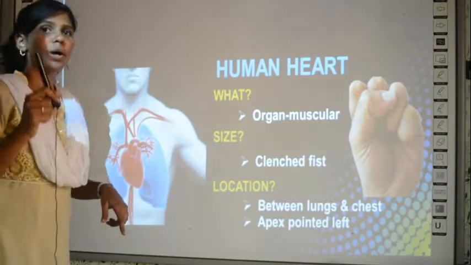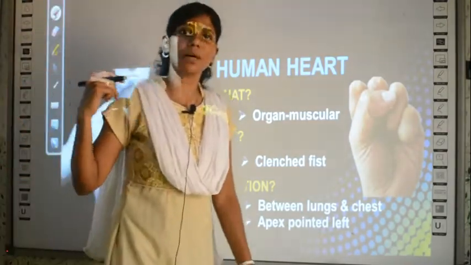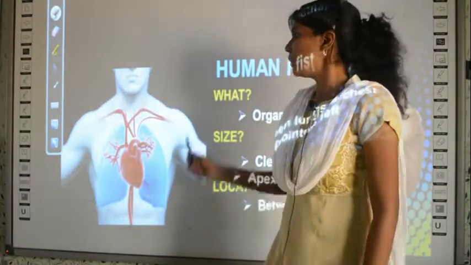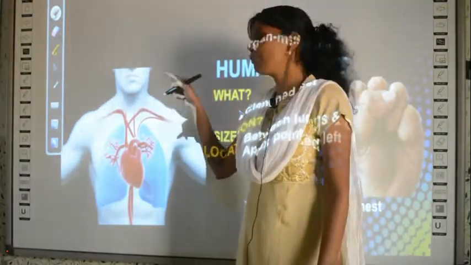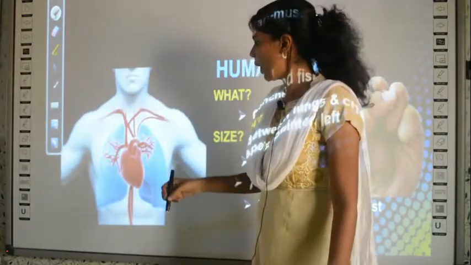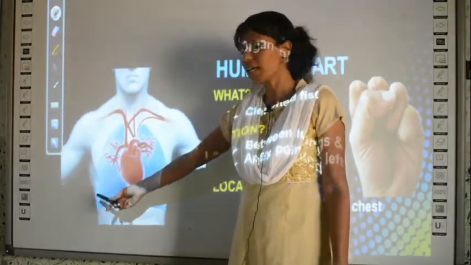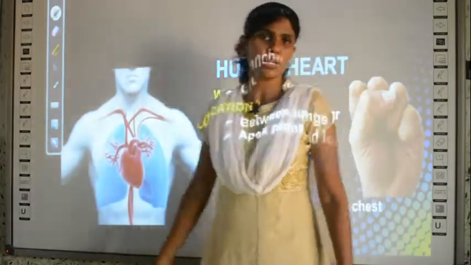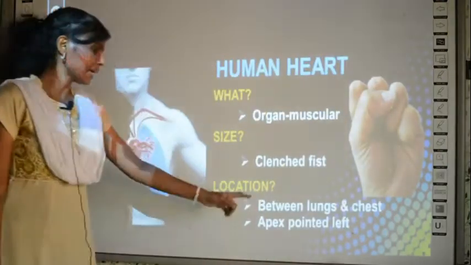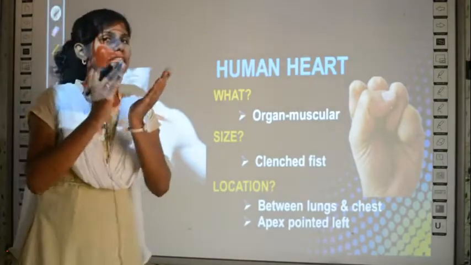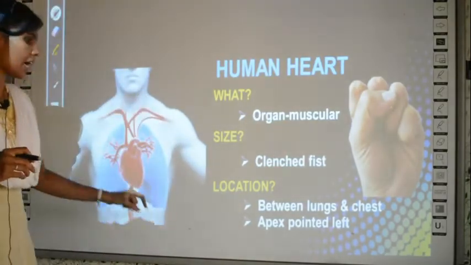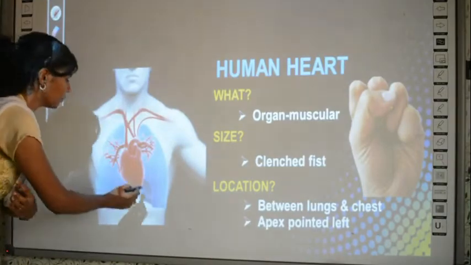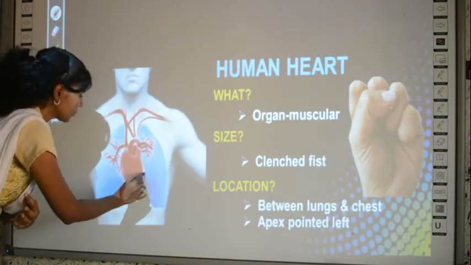So whenever you draw any image or label diagrams in biology, you should speak in terms of that person. So when I call right, it will be this side, and when I call left, it should be this side. The point given here is the apex. Apex means the tip. The tip of the heart is pointed to the left. Where is it pointed? It is pointed here, right?